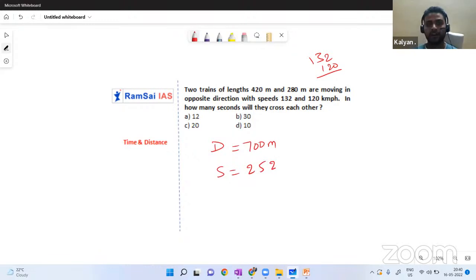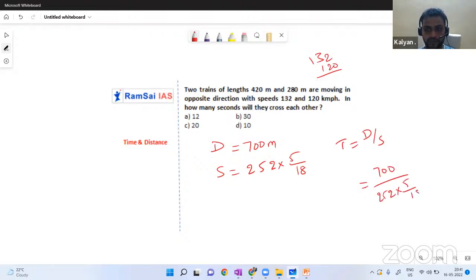What we need to find out is how many seconds. Wait, 132 and 120, okay, but this is in kilometers per hour, so I'll convert it into meters per second, 5 by 18. Yes or no? Now we need to find out in how many seconds they'll meet each other. So time is equal to distance by speed. So distance equals 700 by 252 into 5 by 18. So 252 by 18 will be how much? 14.